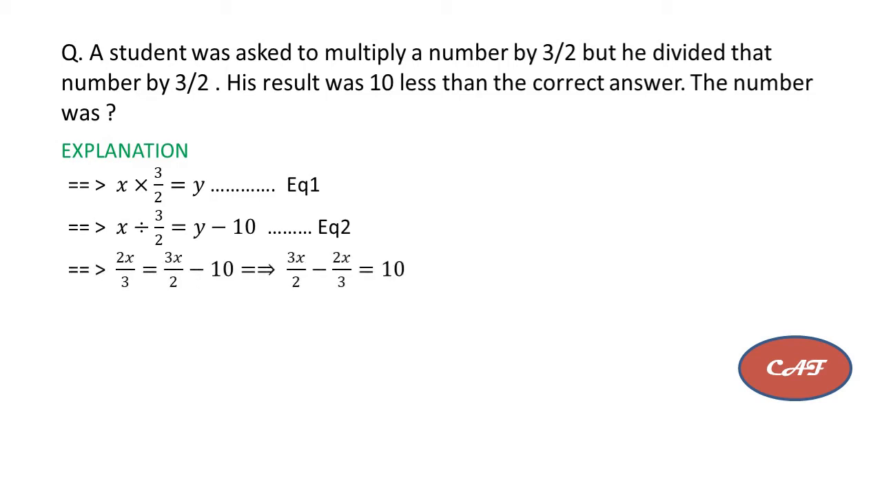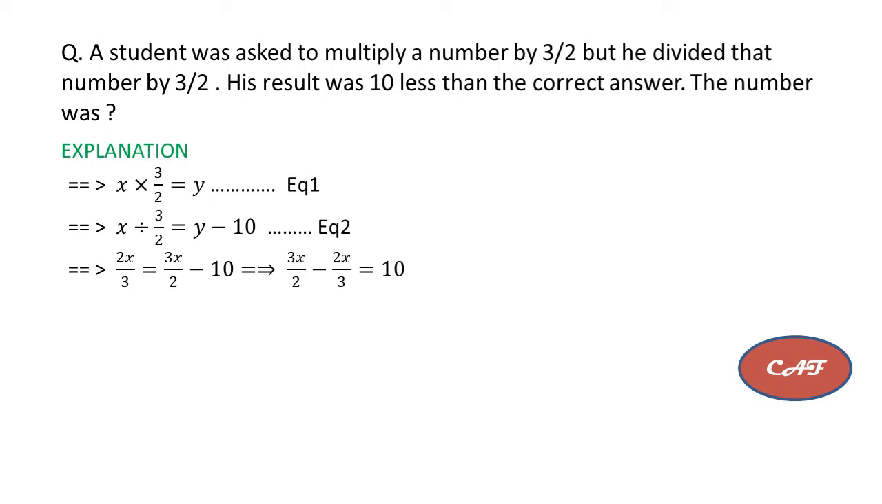So if you see here, I am substituting equation 1 in equation 2. I know the y value. Okay, so y is equal to 3x by 2. See here, x divided by 3 by 2 means x into 2 by 3 will come. Okay, so 2x by 3 is equal to the y value minus 10, that is 3x by 2 minus 10.